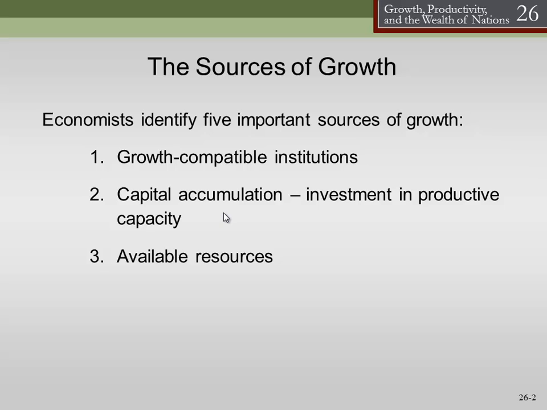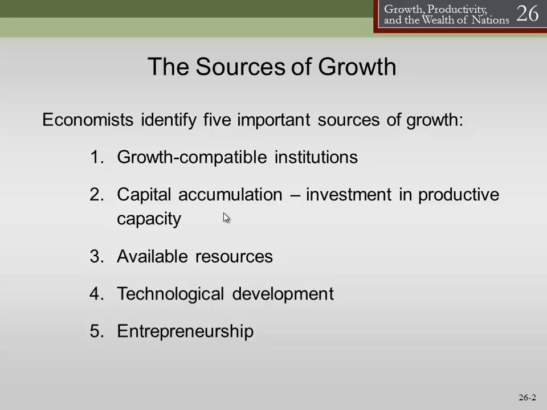3, available resources. This is also very important. We have to have the raw materials that we use to produce the stuff that we produce. 4, technological development. All right, how do we do this? How do we put into practice the knowledge that we have? How do we more productively make the stuff that we've got make more stuff? And then entrepreneurship. Very, very important aspect in economic growth is this ability and desire on certain individuals to undertake a business venture. So let's talk about each one of these real quickly.